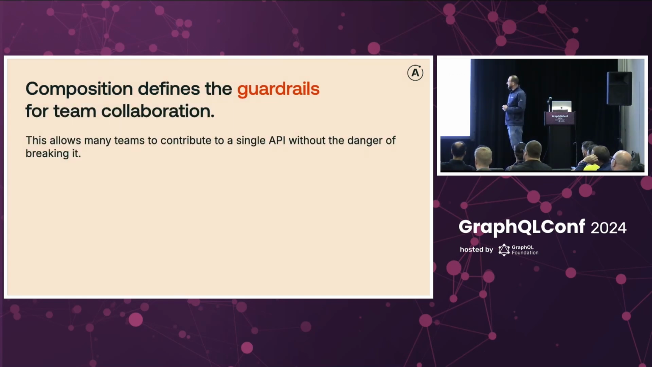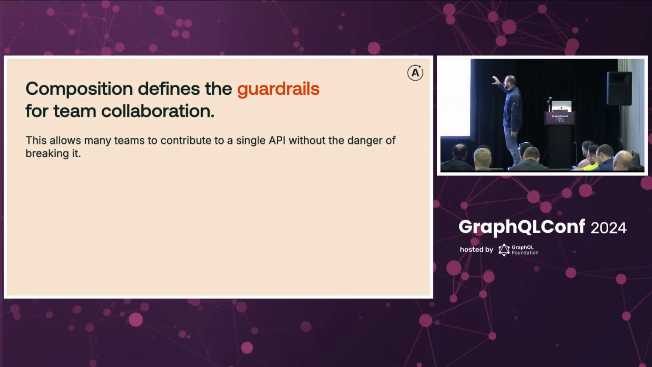So one way of thinking about the process of composition is that it defines the guardrails for team collaboration. We call this composition validation. There are various stages to it, but basically, what we try to do is ensure that a set of subgraphs fits together. That's the first stage. That means fields need to be compatible. It means that keys need to be properly defined. So the fields you refer to actually need to exist.